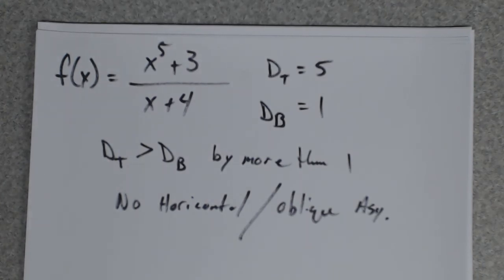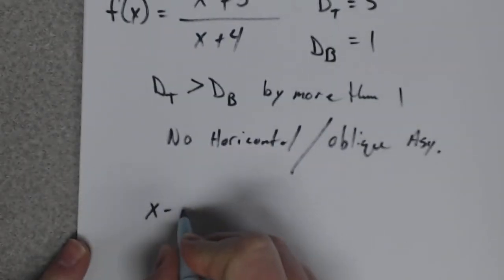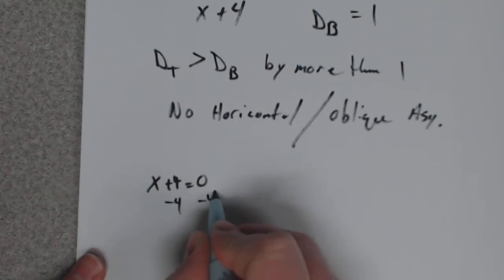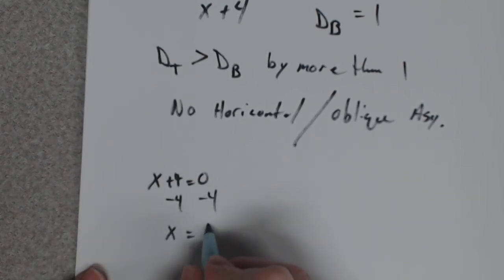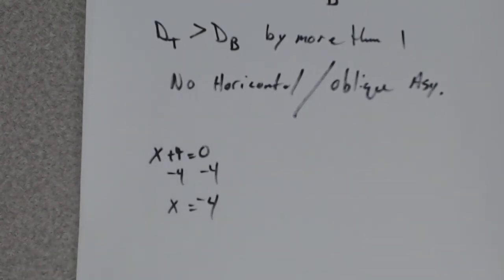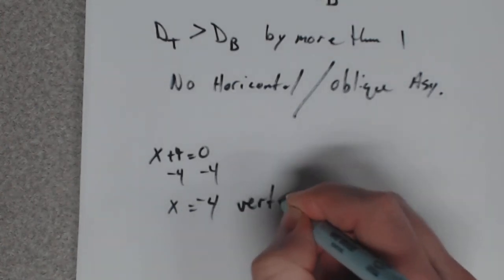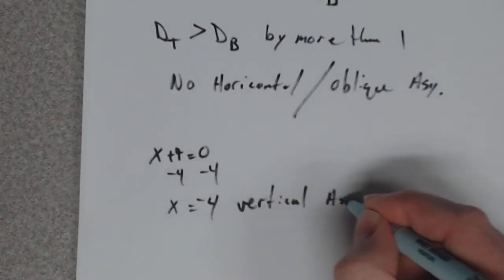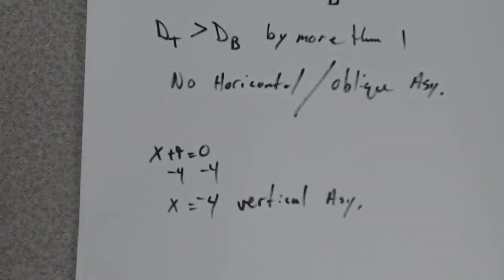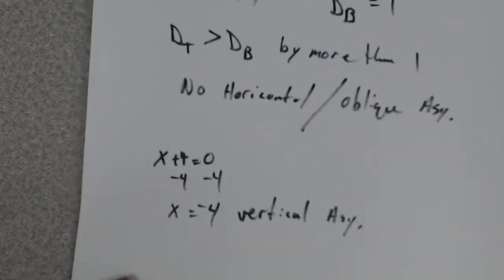There is no horizontal. Now you have a vertical. x plus 4 equals 0, so you subtract 4, x equals negative 4. You have a vertical asymptote, but there is no horizontal. And I'll give you one more piece of advice, one more nugget of information.